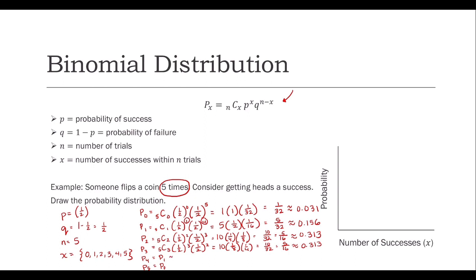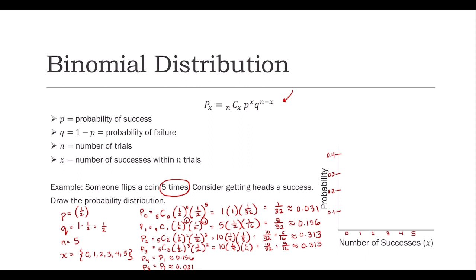So P1 is approximately 0.156, which is equal to P4. P0 is approximately P5, which is 0.031. So if we were to draw that, our highest probability is 0.313. So this only needs to go up to like 0.4. And then our number of successes goes from 0 all the way to 5.